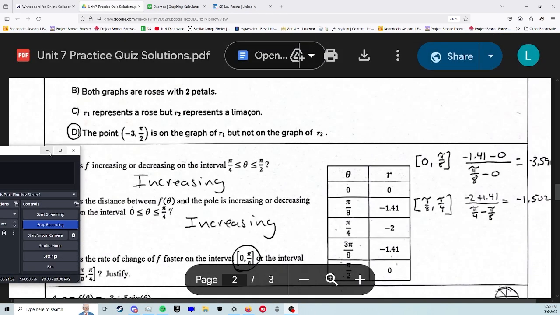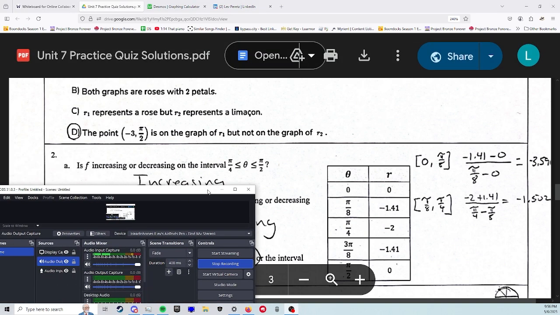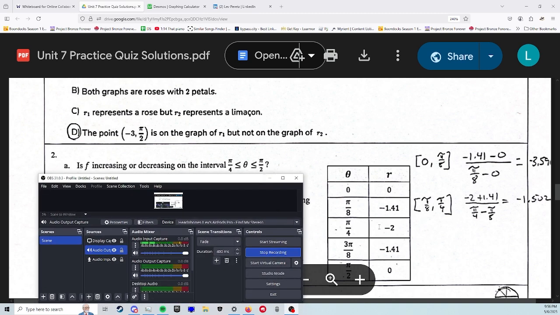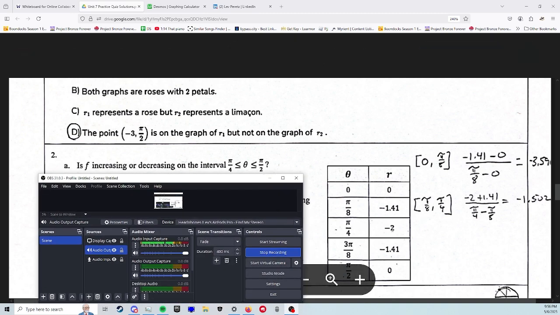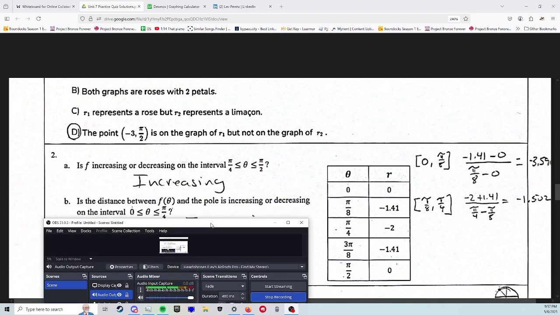Okay. Next. Is f increasing or decreasing on the interval of pi over 4 through pi over 2? Is it increasing? Pi over 4 through pi over 2, it is increasing. It goes from negative 2 to 0, so that's increasing. Is the distance between f theta and the pole increasing or decreasing on the interval of 0 through pi over 4?